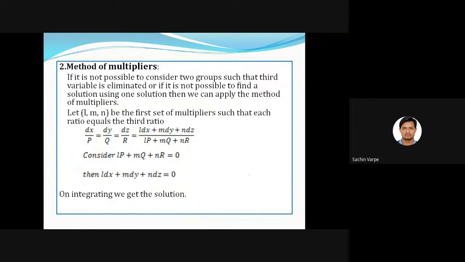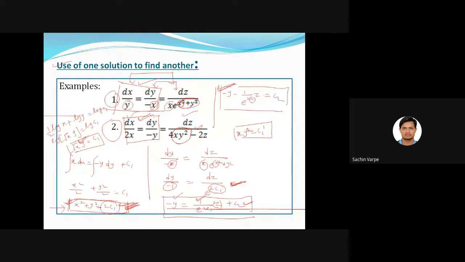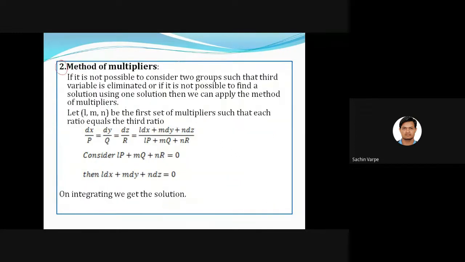Let us now proceed with the next method, the second method, the method of multiplier. It says use of one solution. In the last method we have seen the use of one solution to find another, but this method of multiplier is completely different from the first two. We are not going to equate these two ratios.